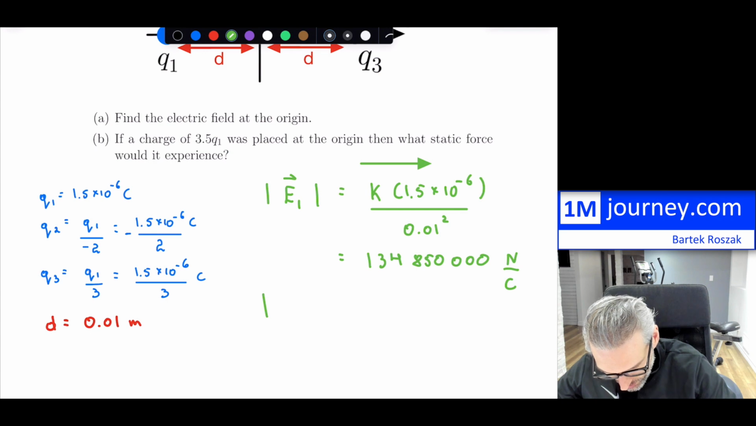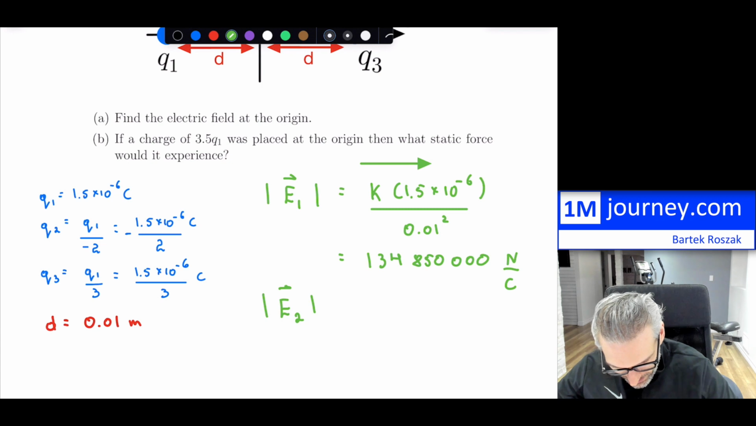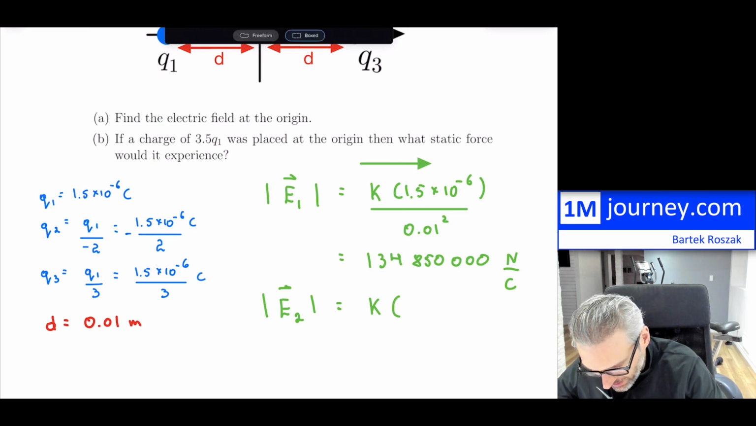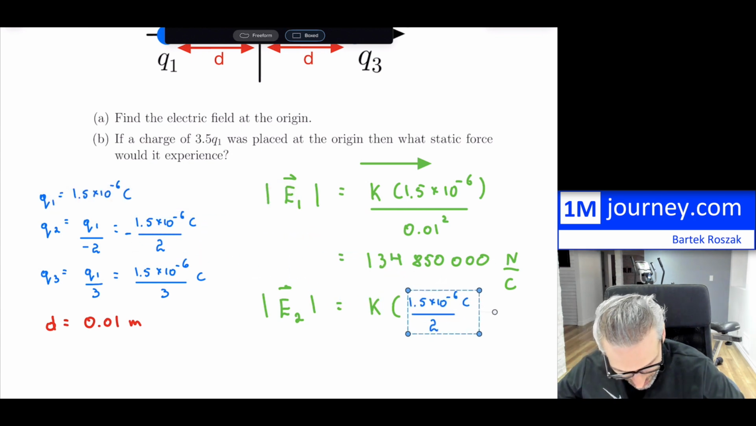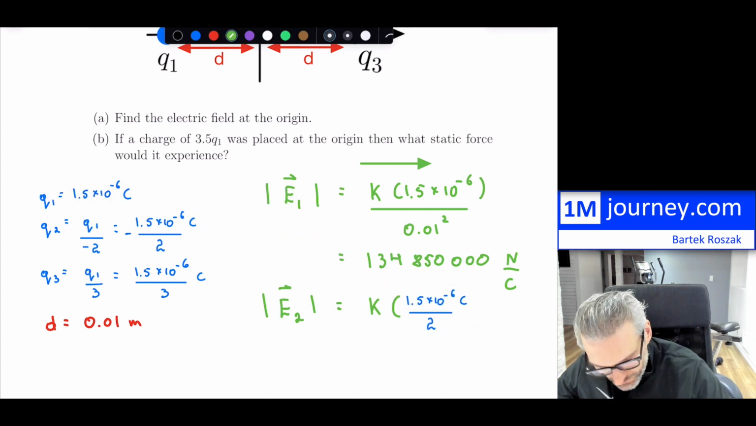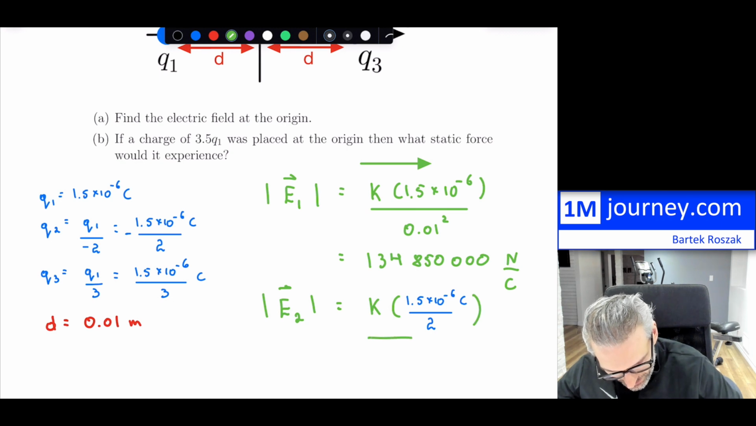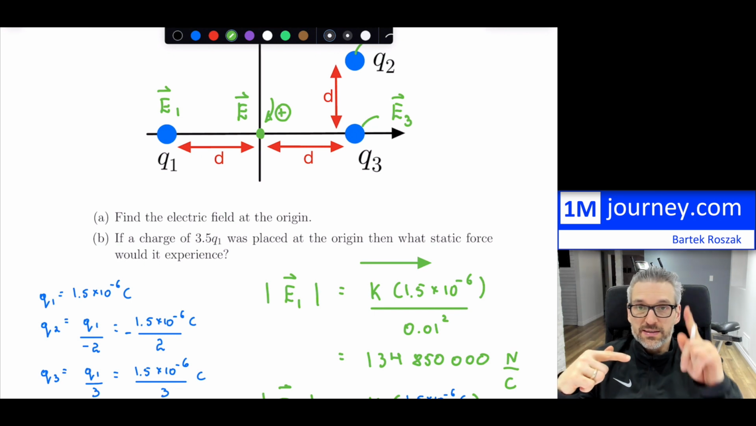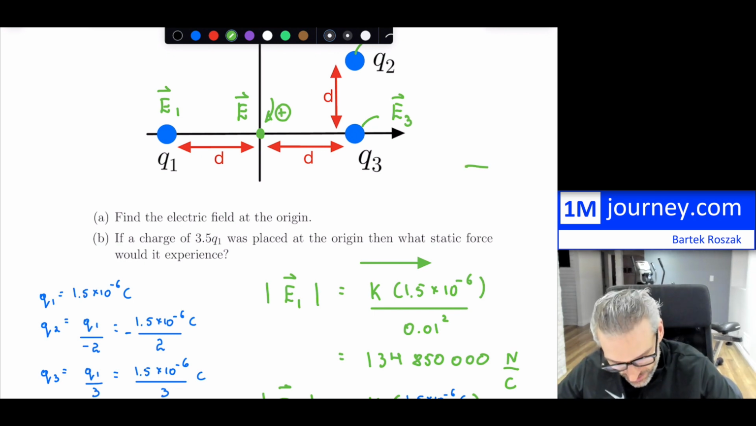So I'm going to go in. This is going to be E2 right there. Again, it's going to be K, and I'm going to take the magnitude of Q2. Let's duplicate it, put it back in there, divided by the distance in between. Now notice that the distance itself is a D and a D right there.